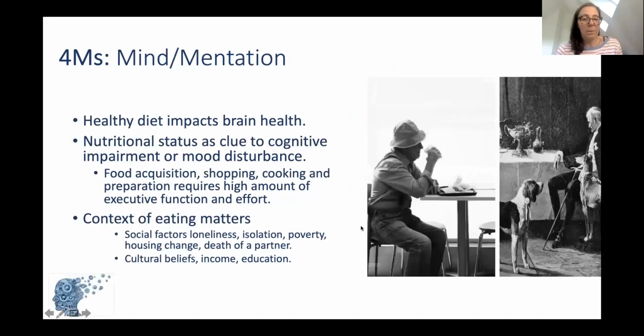The other thing is, we know that healthy diet impacts brain health. The best research is really for Mediterranean diet. And we also know that nutritional status can be used as a clue to cognitive impairment or mood disturbance. So thinking about, okay, why is this person losing weight? Are they losing weight because they don't have the executive function to eat and acquire food and go grocery shopping and cook?